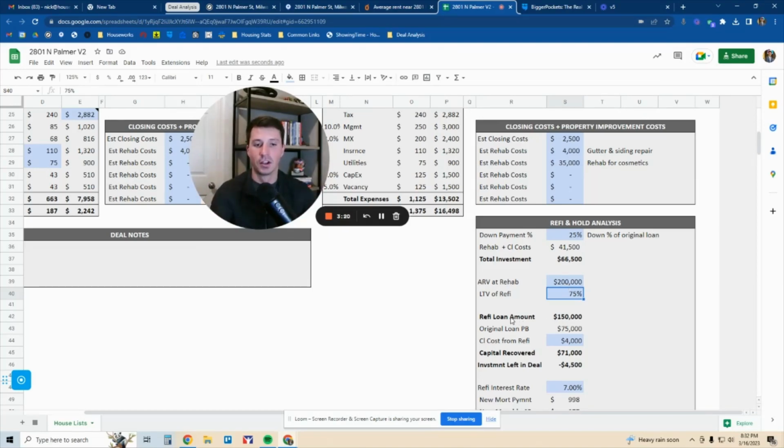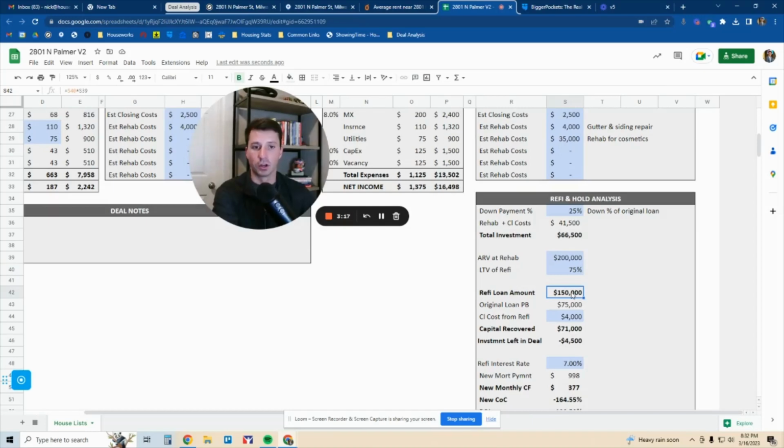So you then would have a new loan. In this case, if your ARV was 200K, went to the bank and took a 75% cash out refinance, you now have a new loan on the property of $150,000. You would pay back the original loan once you refinance, which was 75K, because we put 25% down. You'd probably have some closing costs on the refinance, about $4,000. So when we do this, we would actually recover about $71,000 of capital that we're left with once we pay back the original loan. And in this case, actually, we've pulled out enough to offset our total initial investment.